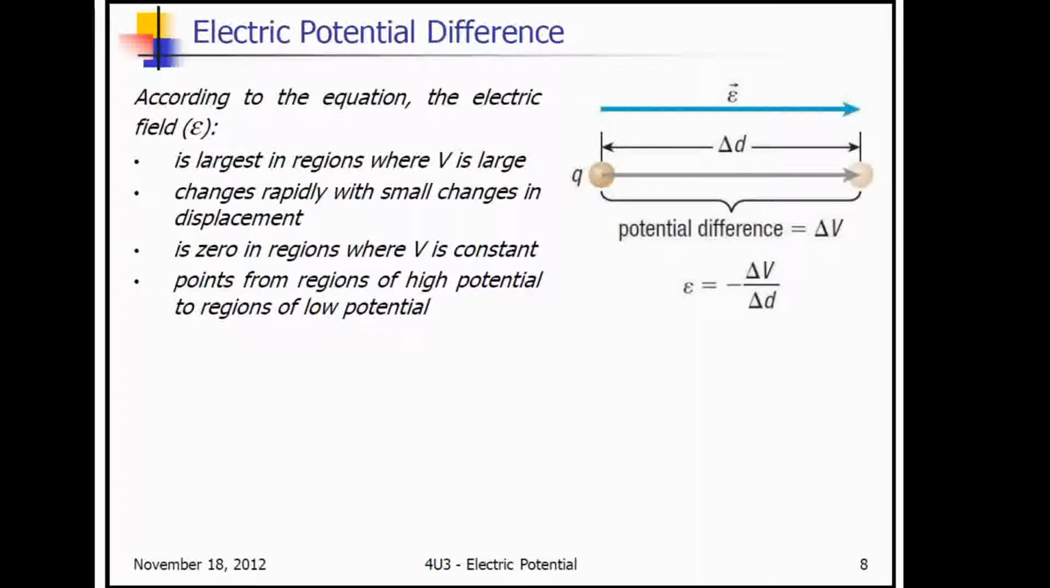So according to the equation, the electric field is largest in regions where V changes rapidly with small changes in displacement. It's zero in regions where V is constant. And it points from regions of high potential to low potential.